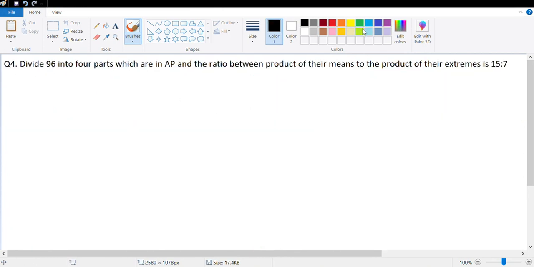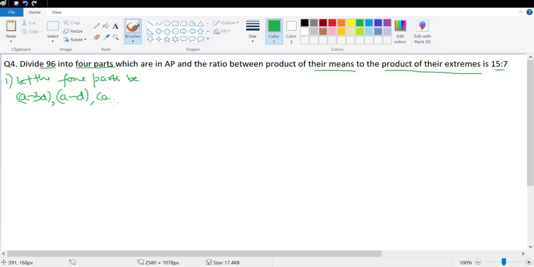The next one that we do is question number 4. It says divide 96 into 4 parts which are in AP, and the ratio between products of their means to the product of their extremes is 15:7. So we are dividing 96 into 4 parts. So this is even number of parts, which means let the 4 parts be a minus 3d, a minus d, a plus d, and a plus 3d. So these are the 4 parts.